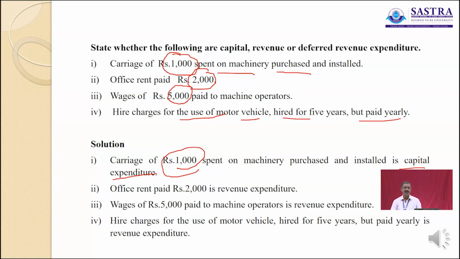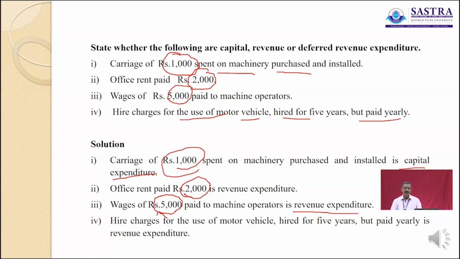The second is the office rent paid, rupees 2,000, is revenue expenditure, because such rent may be paid for 1 month or for 2 or 3 months, but less than one accounting period, the benefit of which will be derived. The wages of 5,000 paid to machine operators is also coming under the category of revenue expenditure. Do understand, the machine operators, those who are working on machines, will be paid wages or salaries. Such kind of expenses will be made out by an organization only for 1 month period in a particular accounting period.